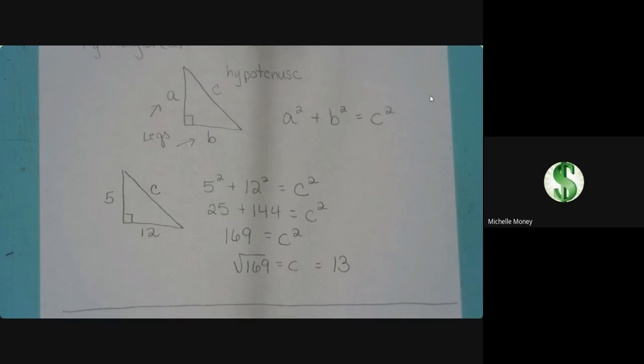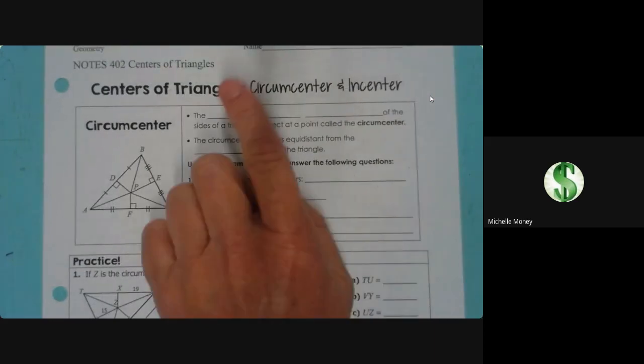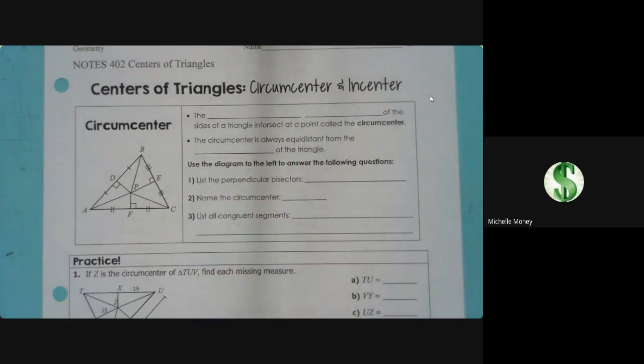All right, so we're going to go to our notes page. Good? All right, so our notes page is called Centers of Triangles. We actually constructed the circumcenter and the incenter when we did the compass constructions. So now you're going to actually do the math part of it, not the construction part. There are 4 centers of triangles. We're doing 2 today, and we'll do the other 2 tomorrow.